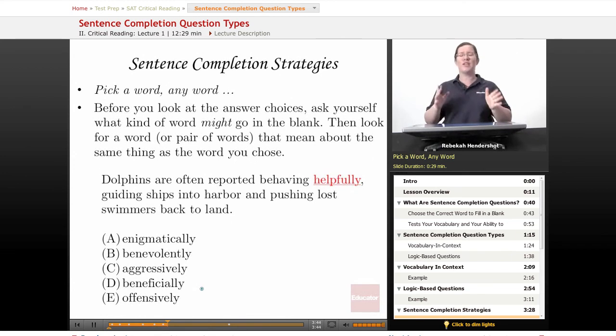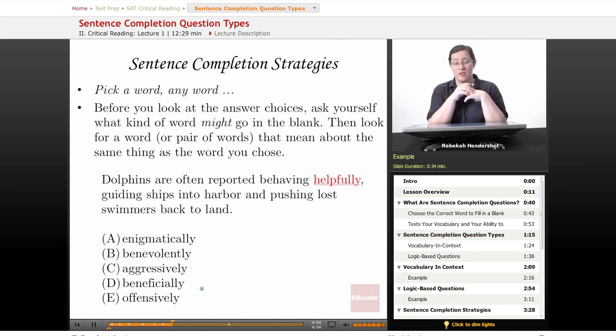If you could pick any word in the English language that could go in that blank, what word would it be? Even if it's a basic word, even if it's a really simple word, even if it's a stupid word. Pick the word that makes the most sense to you to go in the blank. Then look at the list and see if you can find one that matches or means about the same thing as the word you chose.